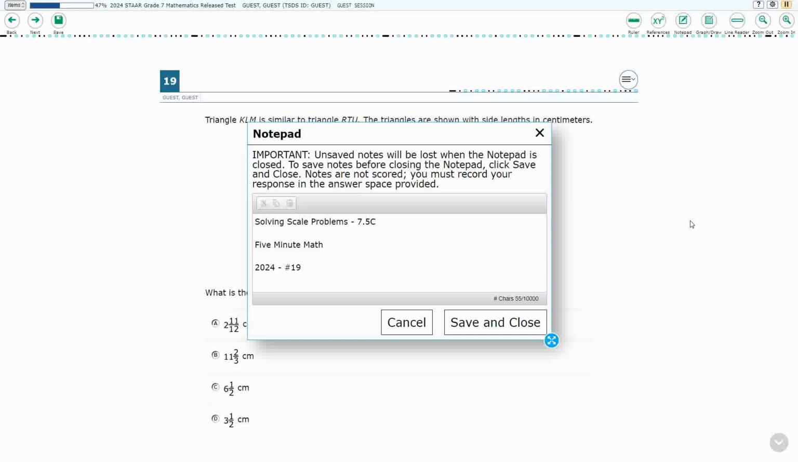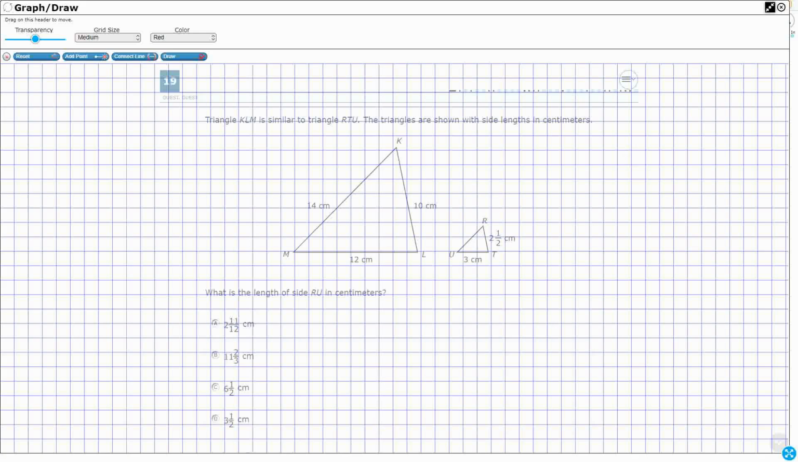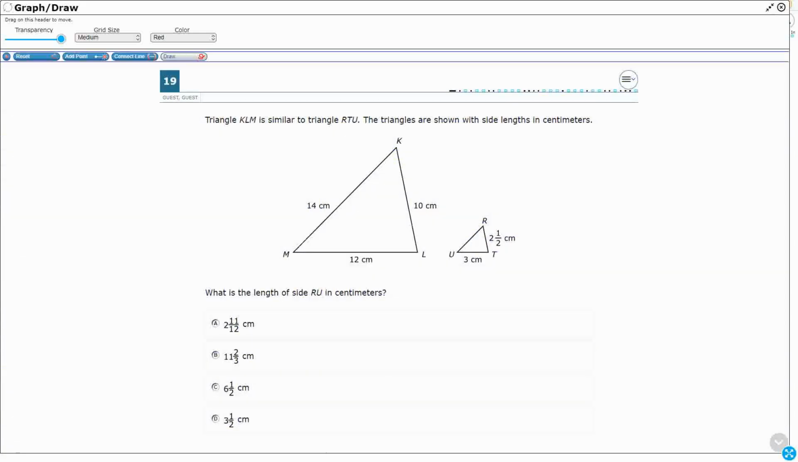Today we are looking at the 7th grade concept of solving scale problems. This is Standard 7.5C in the great state of Texas, and we are using item number 19 of the 2024 released STAAR test. If you haven't done so already, please go ahead and take a moment to pause the video, work this problem out on your own, unpause it, and we will look at our answers together.